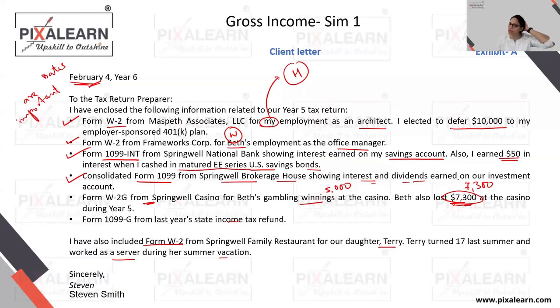So it is true that gambling losses would be restricted to gambling winnings this year. But where are you going to take this deduction? Above the line? It is a part of itemized deduction. It is not a part of adjustment. So if you're taking a standard deduction, you lose the right to claim these losses.